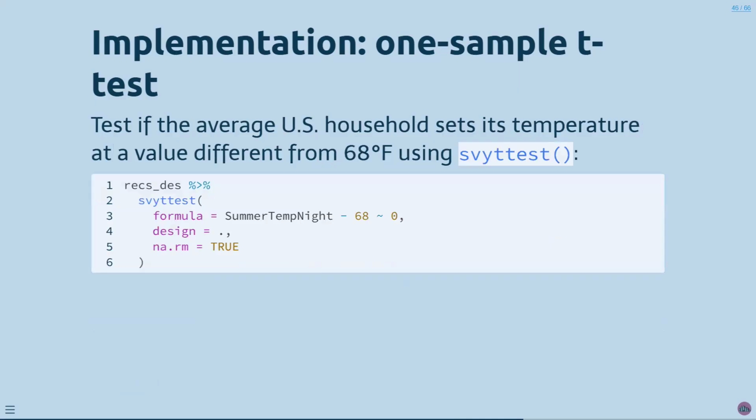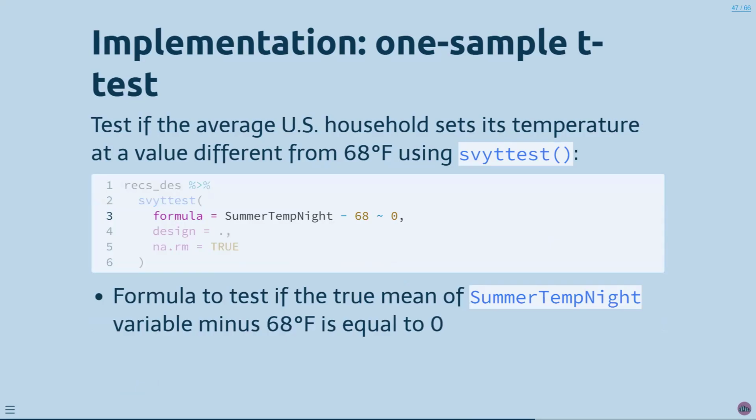So to do that and still use our piping mechanism here, I will talk you kind of through this. So the first part here, let's look at the formula. So that's going to be the first argument in our survey t-test function. So to do this, we want to do summer temp night minus 68 and then tilde 0. So we want to know if the difference between the two is equal to 0. So that's what that line means.